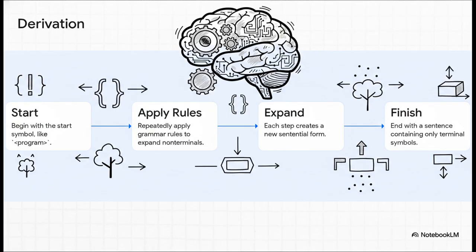It starts with a big general concept like program, and then it applies one rule after another, breaking it down into smaller and smaller pieces. The whole goal is to see if it can end up with the exact sequence of tokens that we gave it. It's basically trying to prove that our sentence is valid by constructing it from the ground up.